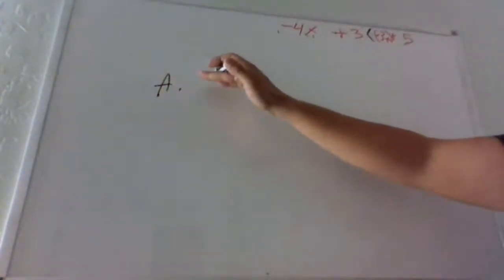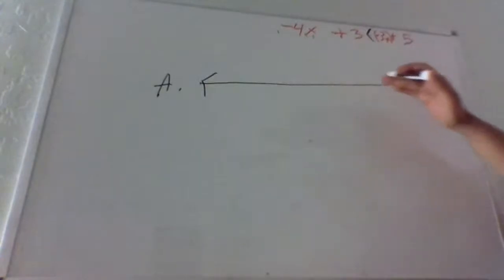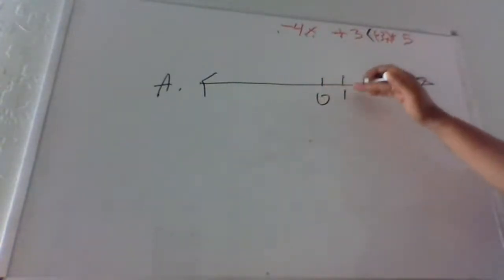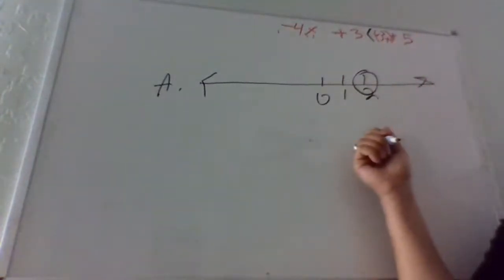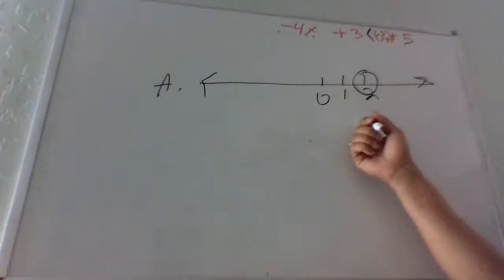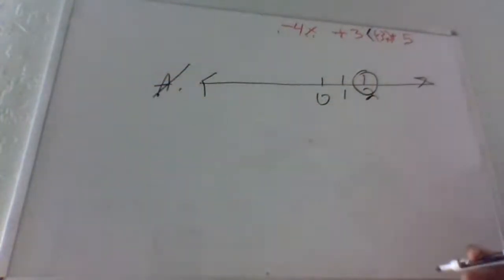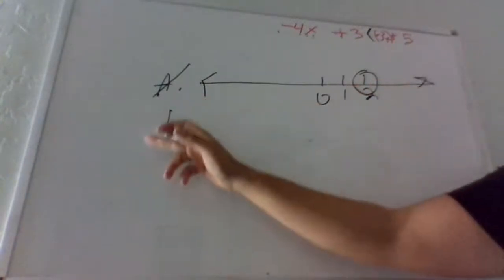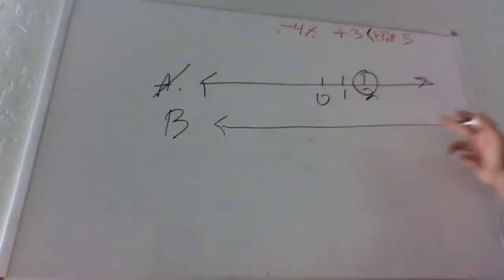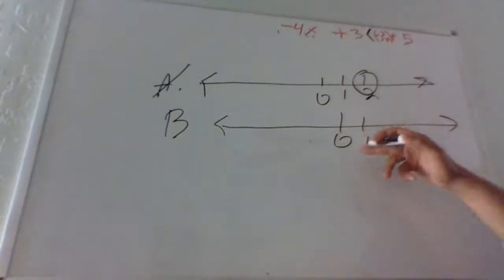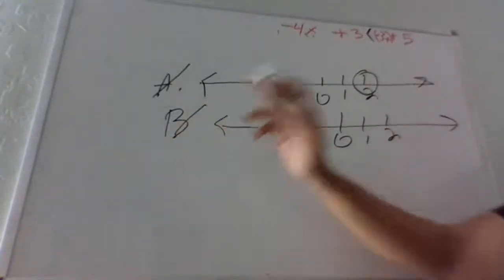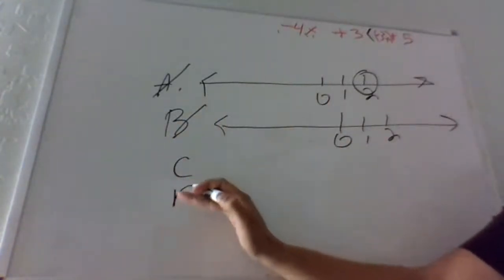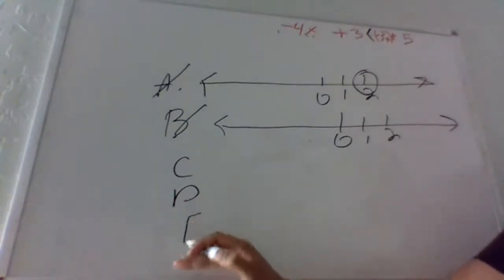So A, we could get rid of before we even completely solve the problem. Why? Because A is telling us that the answer is positive 2. As we start working it out, we know it's not going to be positive 2, so we can get rid of A. We can also get rid of B because B also says positive 2. So now we're between C, D, and E.